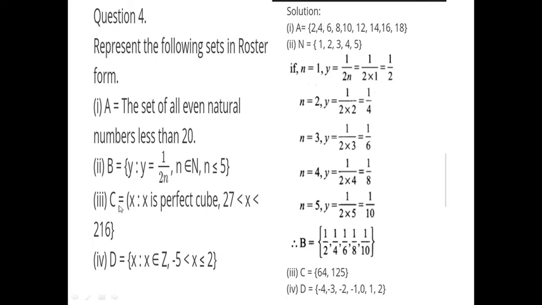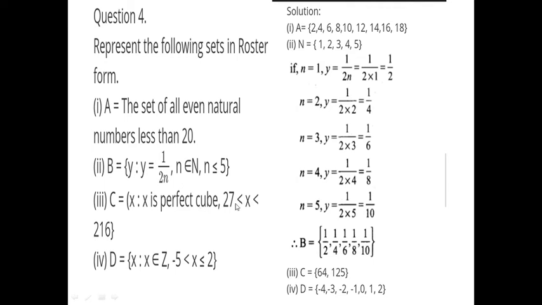The third sum, C equal to set of x such that x is a perfect cube, and the condition and the rule is x is greater than 27 and less than 216. So you all know what is 1 cube? 1. 2 cube is 8, 3 cube is 27, 4 cube is 64, 5 cube is 125, 6 cube is 216. So x is a perfect cube, they have given.